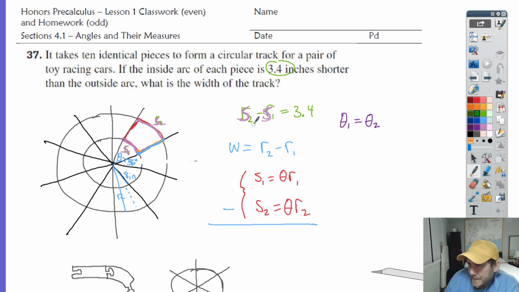Now I want to be subtracting so that I get S2 minus S1. I want the bigger one to be the one I'm subtracting from, so go S2 minus S1 in that order. I guess I'm doing the whole problem at this point, by the way. Then you'll go theta R2 minus theta R1. And because theta is the same, we can factor it out. So S2 minus S1, we've already said, is the 3.4. So we can just substitute that in for this entire expression. I still don't know S1 or S2 individually, but I know that when I'm doing subtraction, it's going to be 3.4. If I factor out theta, then I get theta times R2 minus R1.